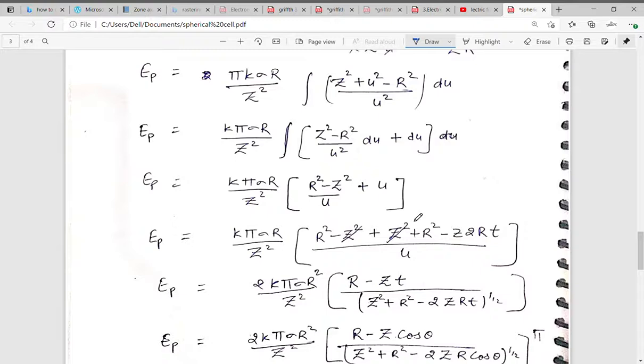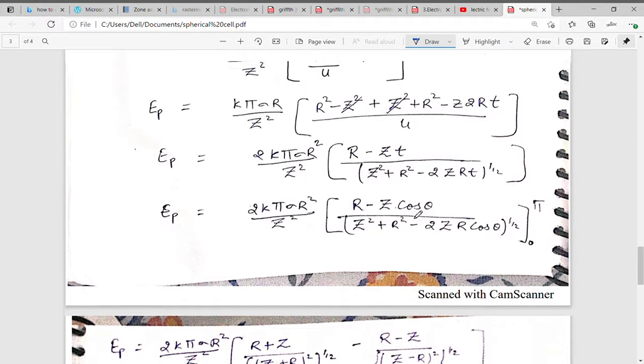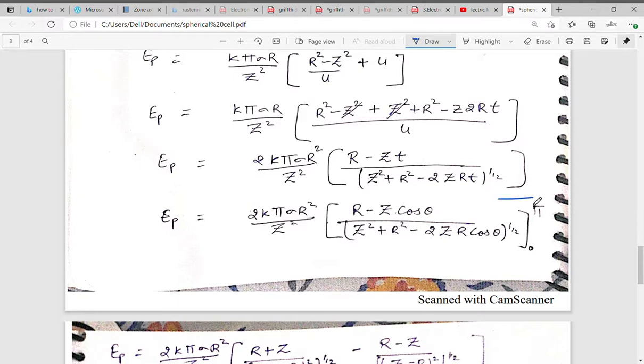This is the simple integration part. Yes, up to here. This is simple.